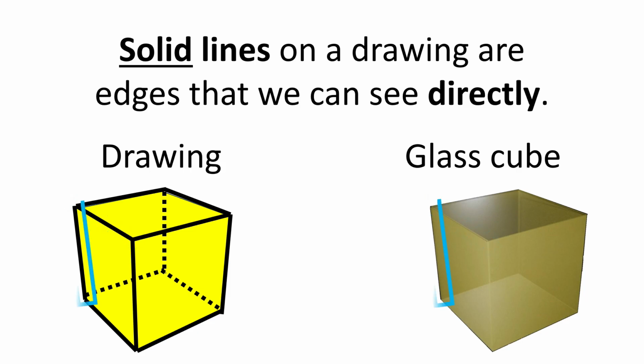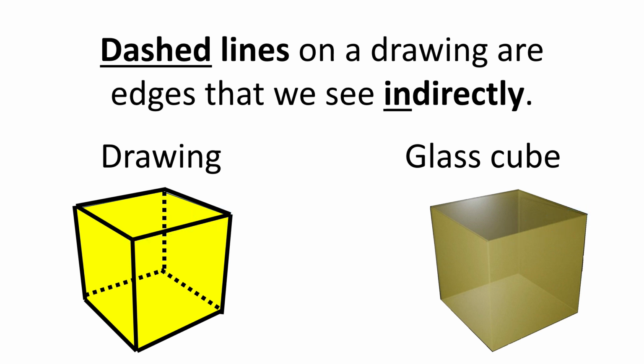Solid lines on a drawing are edges that we can see directly. If this cube was on a desk in front of you, then you could touch all of the solid edges while keeping your arm and finger straight. Dashed lines on a drawing are edges that we see indirectly. That means we can only see them if the walls are made of glass, and we're looking through some walls, as with this animation. If this cube was on a desk in front of you, then you could not touch all the dashed edges while keeping your arm and finger straight.